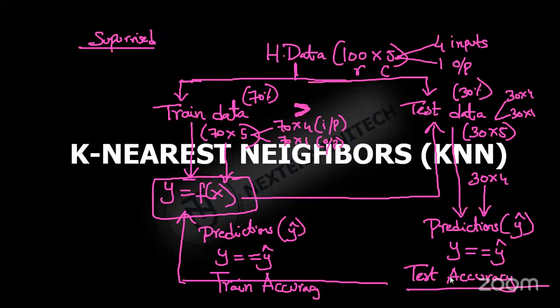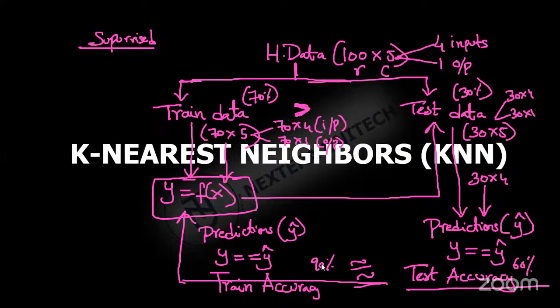I'll repeat the same process on the train data, where I'll get train accuracy. And these accuracies, train accuracy and test accuracy, should be close to each other. They cannot be very far. Say if I get 90% for train accuracy and test accuracy is only 60%, that doesn't make any sense.